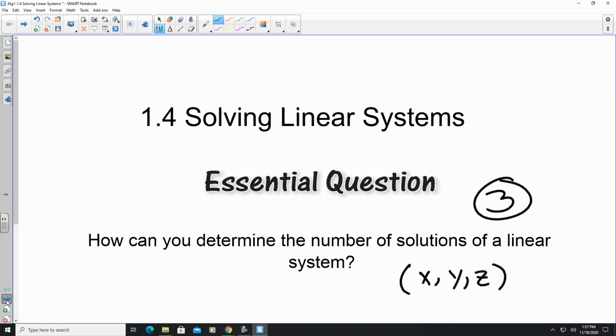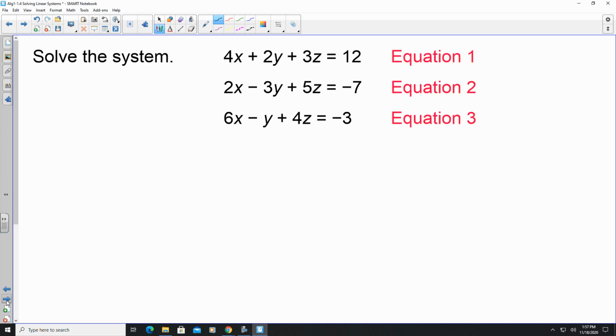So first things first, we have our system. So we have three equations. We need three equations because we have three unknowns. We don't know what x is, we don't know what y is, and we don't know what z is. So the very first thing that you need to do is choose a variable that you are going to cancel out.